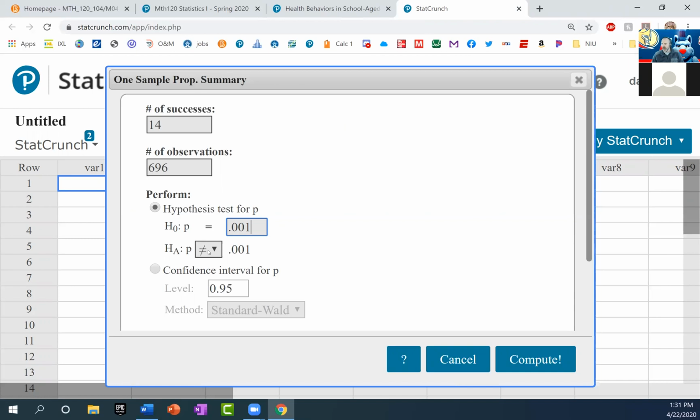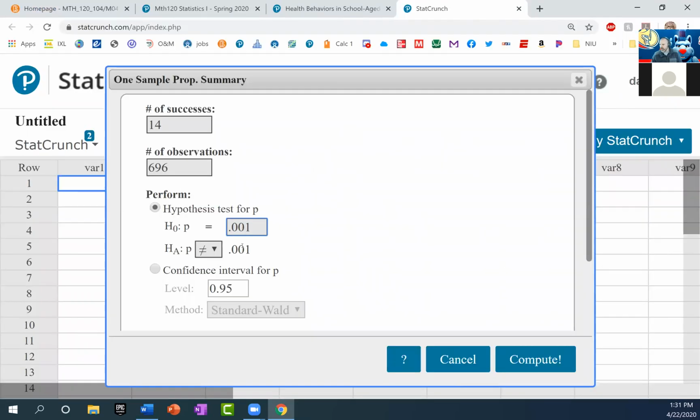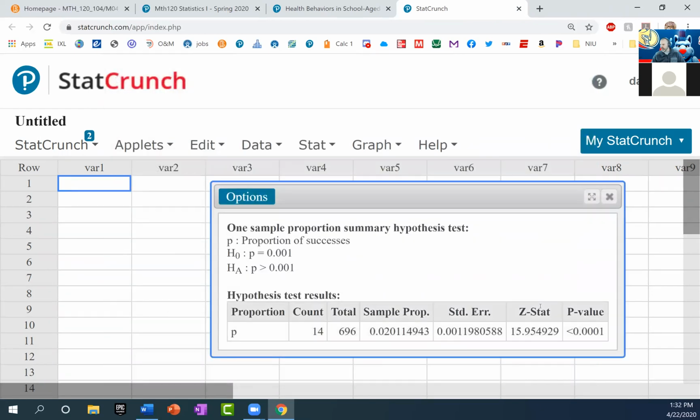0.001%. And we wonder if ours is just different? Higher than. Based on the Diamond Princess, is there evidence that the death rate is higher than the annual death rate due to the flu? So we're wondering if ours is higher. We can actually answer this question, but just not the way we're doing it right here. If we were to do this test, you can see we would have a very small p-value.